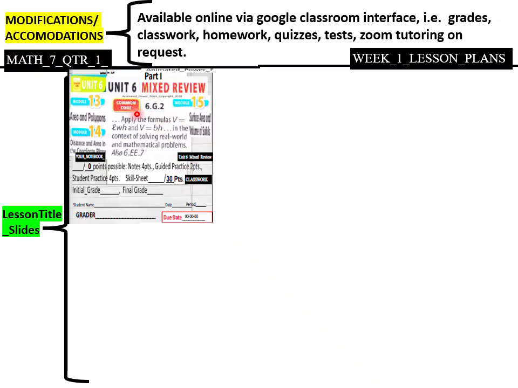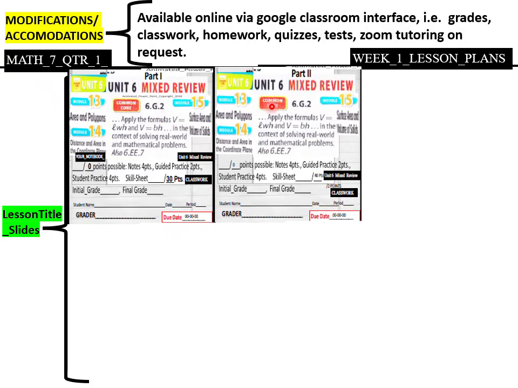This continues from Math 6, Mod 13, Mod 14. So this covers 6.G.2: apply the formulas V equals LWH and V equals base times height in the context of solving real-world and mathematical problems. This is a mixed review continuing from Math 6. Then we go into part 2 of this mixed review as well, and there's 40 points on part 2.